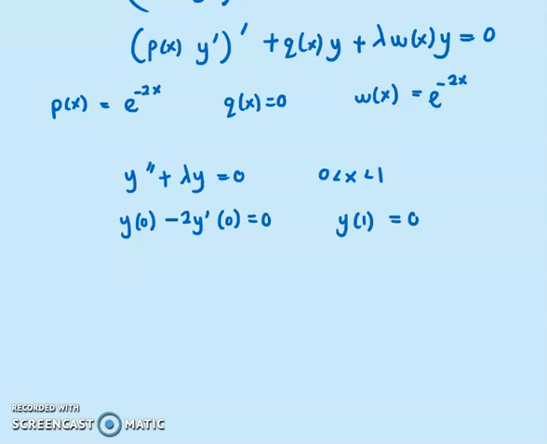Now, the first thing that we must make sure is that this is in the form of Sturm-Liouville. And then next we want to determine the sign of lambda, where lambda is the eigenvalue. So to determine the sign of lambda, we use something called the Rayleigh Quotient. Okay, the sign can be determined by the Rayleigh Quotient.